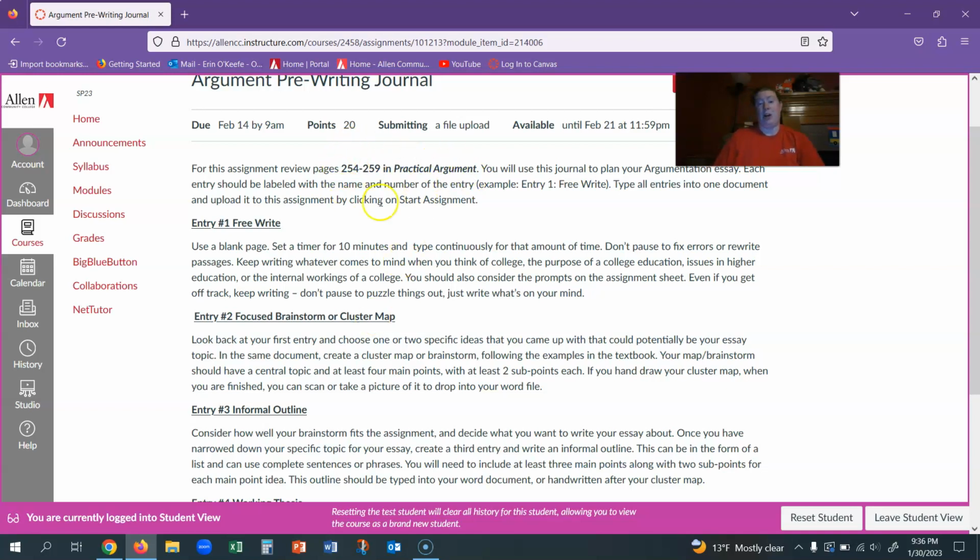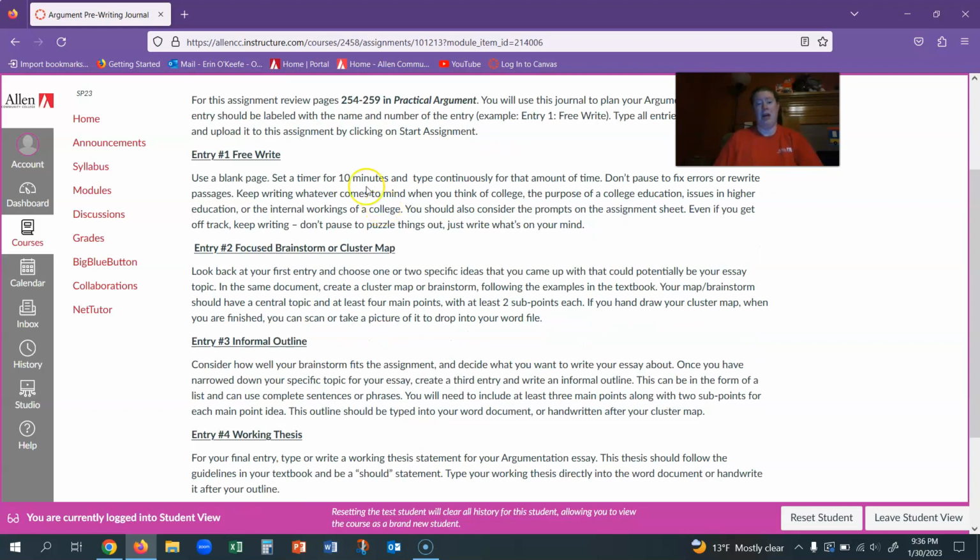So in our new textbook, there's some pages in Practical Argument with examples, but the first thing you're going to do is a free write. We would have done this in class. You can do this on your own. Basically, you can choose one of the prompts if you want to, or you can kind of follow the ideas that I have written out here.